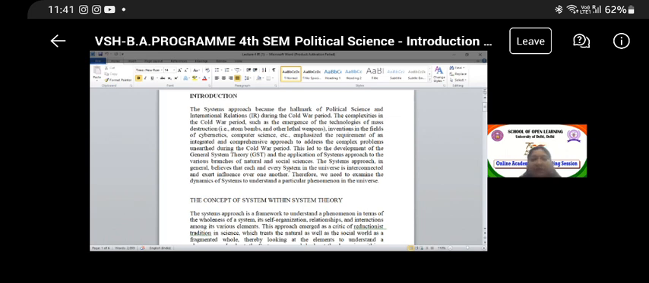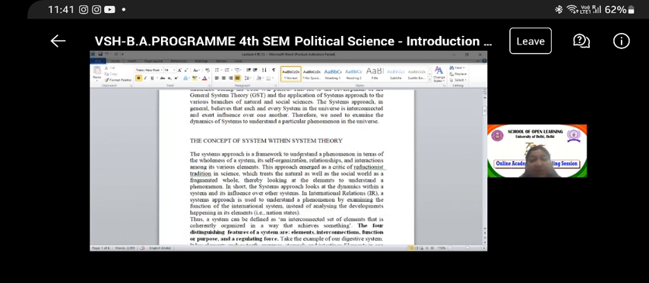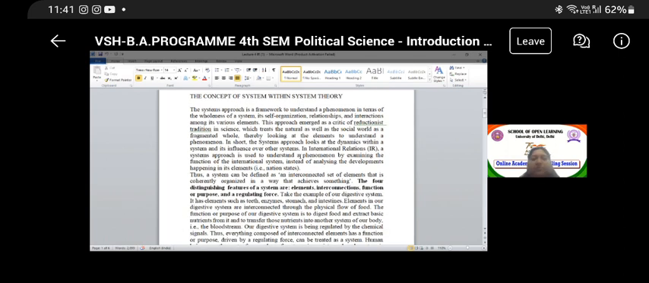So therefore, we understand that systems approach, first time it kind of dissected the whole world and put them into various systems. And they said that we need to examine all these dynamics of these systems to understand the phenomenon of the universe. So the concept of system within systems theory कैसा है, इस पे हम लोग कल आए थे. So we're going to continue with that.